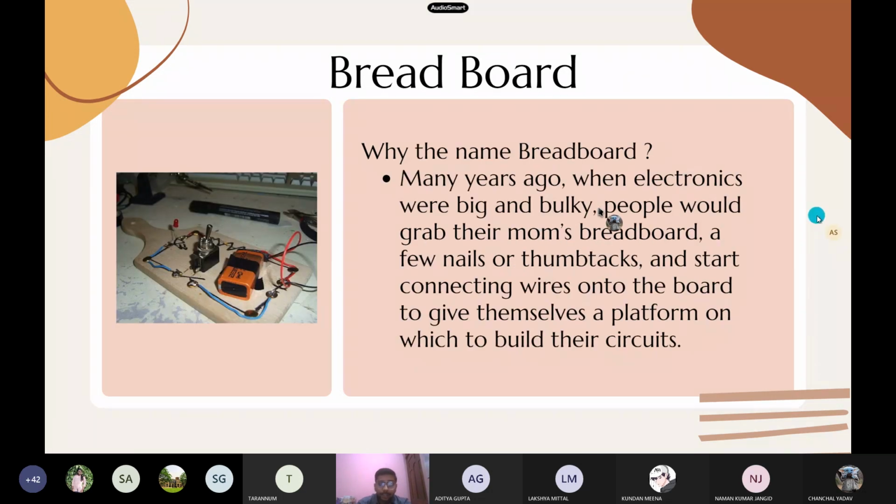Many years ago, when electronics were big and bulky, people used to grab a breadboard and build circuits on it. Since then, this component is named as breadboard. So by now, many of you might have guessed what a breadboard could be. If you are thinking of something on which we build our electrical circuits, you are actually very close.